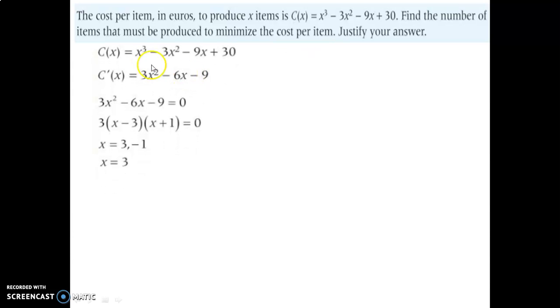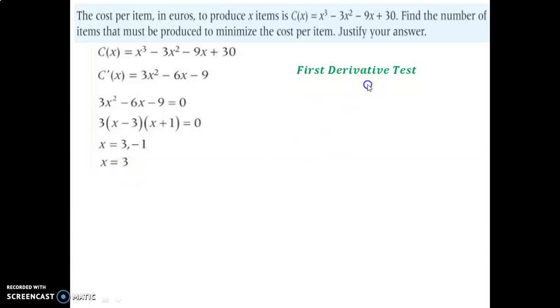Okay, let's try another one. Here's a function that represents some kind of costs. Your job is to minimize, find out how many items X, the X value that will minimize the cost. Try it out. Let's see how it goes. Okay, now check your work. Here's the derivative. Set the derivative equal to 0. Solve, and you get two answers for x, but we only use the x equals 3 because -1, we cannot produce -1 items, so we're going to use only the positive one here.